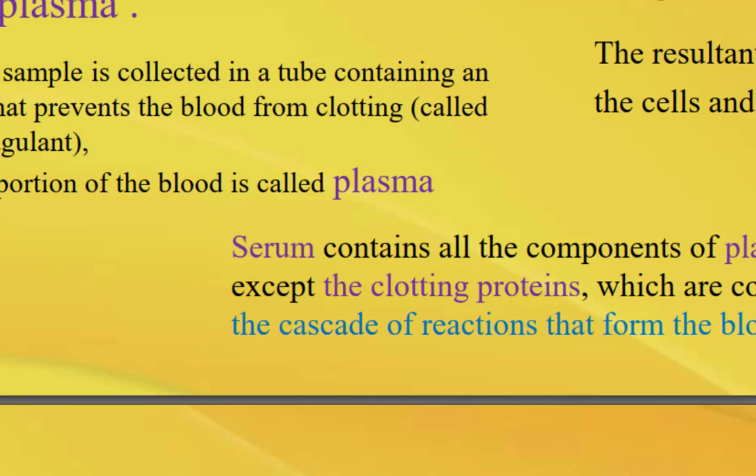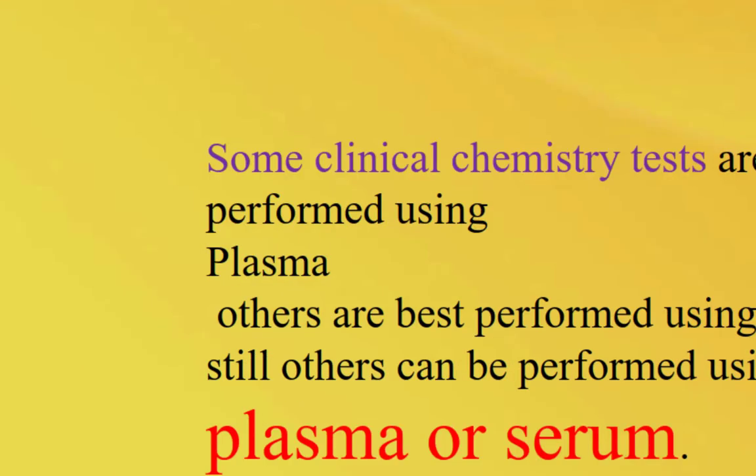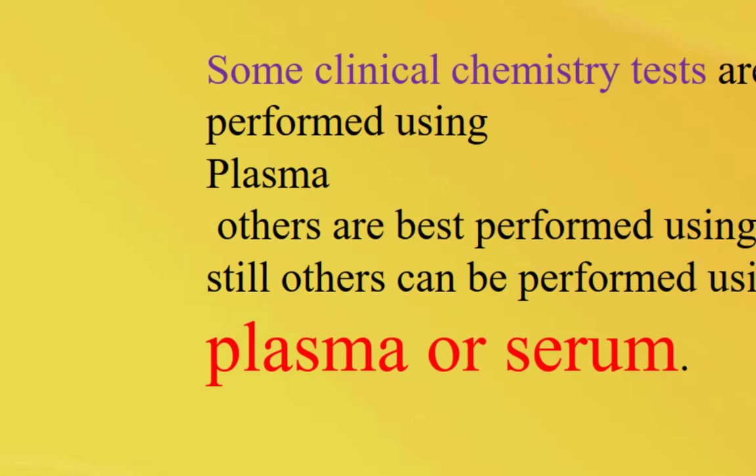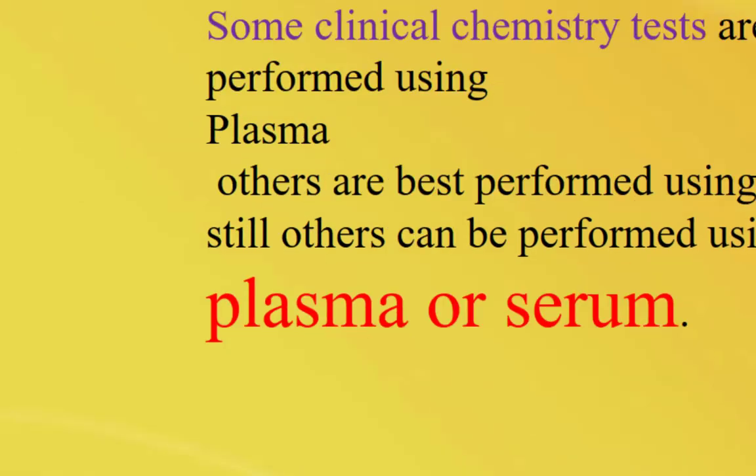Serum contains all the components of plasma except the clotting proteins, which are consumed in the cascade of reactions that form the blood clot. Some clinical chemistry tests are best performed using plasma, others are best performed using serum, and still others can be performed using either plasma or serum.